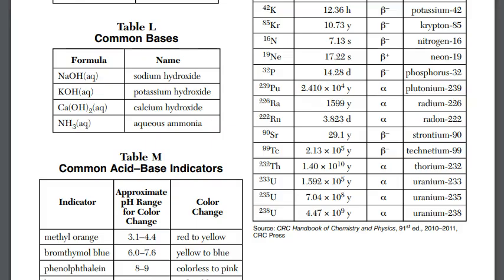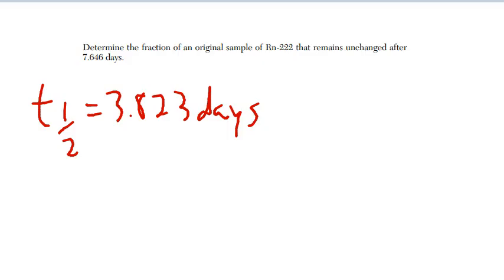Go down reference table N. Here it is, radon 222. So it's 3.823. I wrote down the half-life. I like to use T1/2 to represent half-life. Then the total time elapsed is 7.646 days, and I need to know the fraction. You can use one of two different ways. I'm going to show you both together. That is up to you.